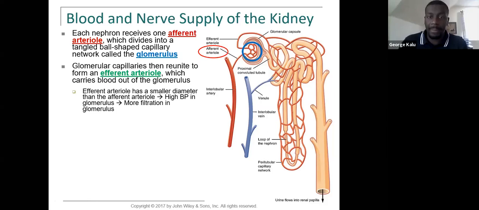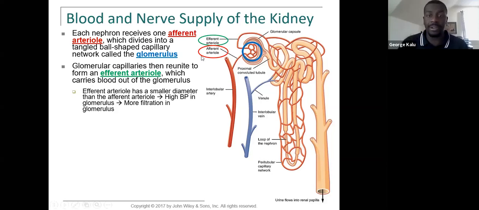And so what's going to happen now is once the blood leaves the glomerulus, the glomerular capillaries are then going to reunite again to form the efferent arteriole. One thing that's kind of interesting and really important about the efferent arteriole is that it has a smaller diameter than the afferent arterioles. That may seem like an unimportant detail, but this is actually going to be a really important detail, and we'll see the importance of it later on.